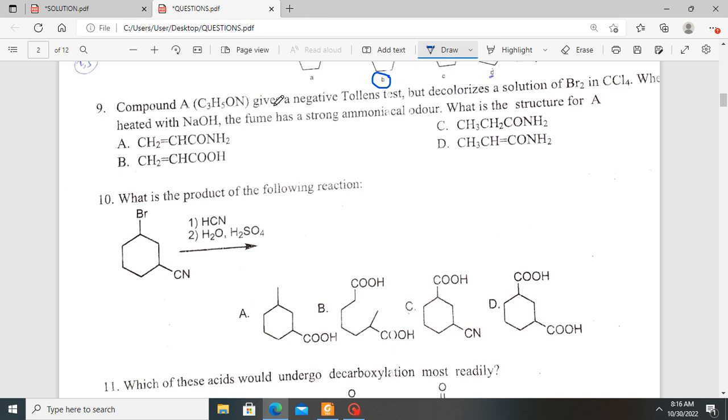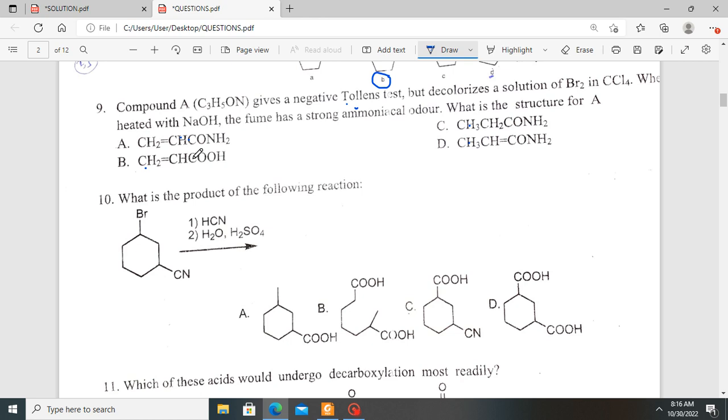So here, let's see, it gives a negative Tollens test, meaning that all the ones with nitrogen are out. Sorry, it is likely not to be an aldehyde or ketone. So among these ones, the ones that have a ketone or more of an aldehyde group are out. So this one qualifies to be an answer. It decolorizes a solution of bromine water, so the C is out. So it is this. Then when heated with sodium hydroxide, the fume has a strong ammoniacal odor.